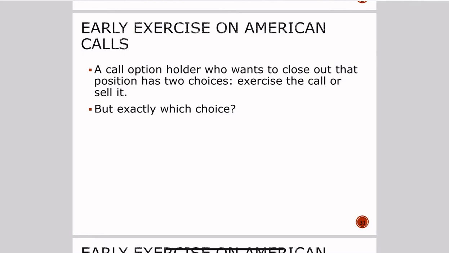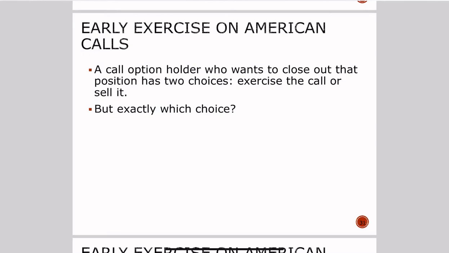Now, you might wonder, well, I can do early exercise if I have American options, but should I? Should I exercise early on my American options? Well, this is actually somewhat complicated. It really depends on different scenarios. So I will just give you the result here.